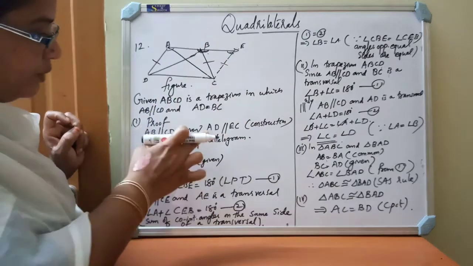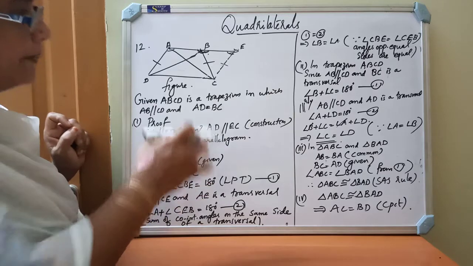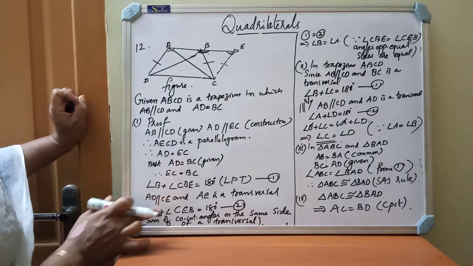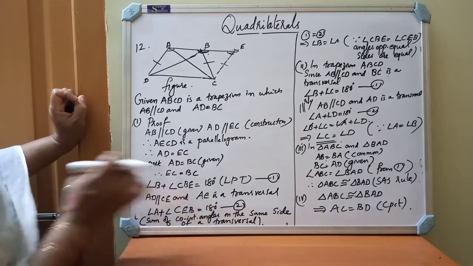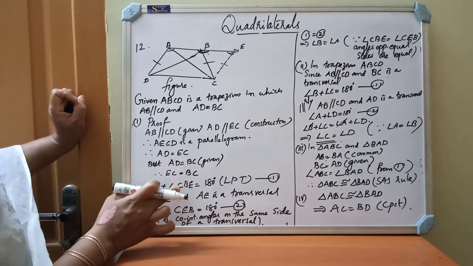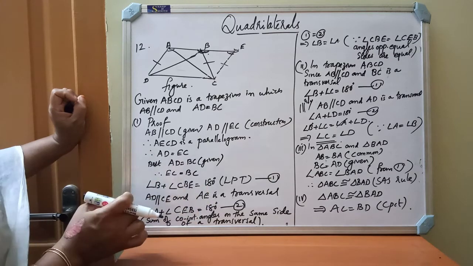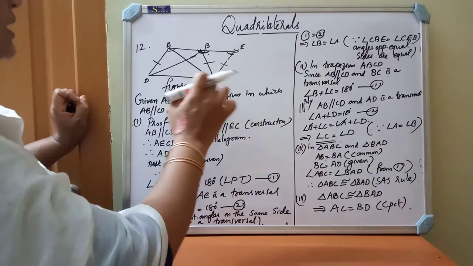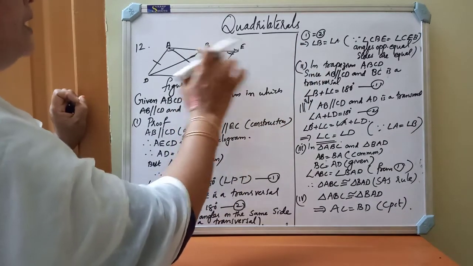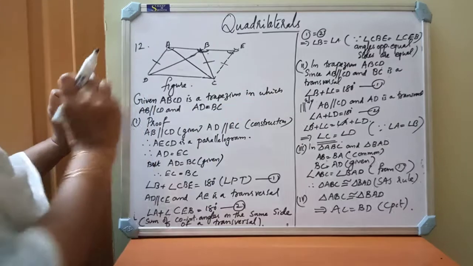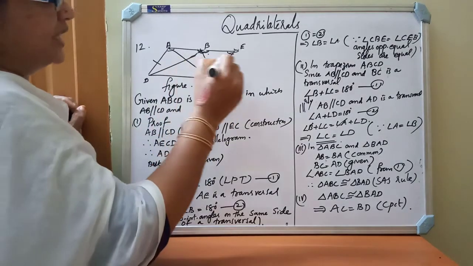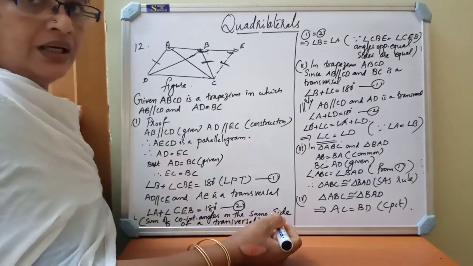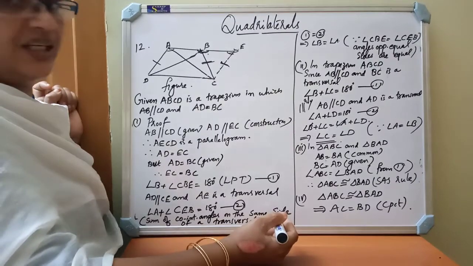So the right side of both equations is 180, so we can compare both equations. What will we get? Angle A plus angle CEB equal to 180. Angle B plus angle CBE equal to 180. So we can say that 1 equal to 2. That means angle CEB and CBE both are equal. Why? These are equal sides. Opposite angles of equal sides must be equal, isn't it? In the Lines and Angles and Triangles lessons we studied all this concept.